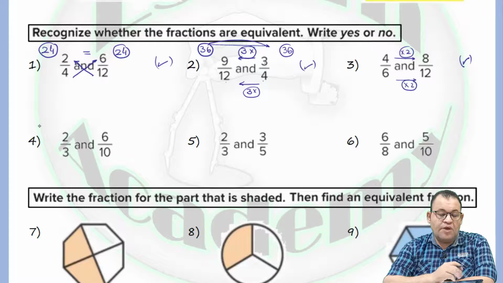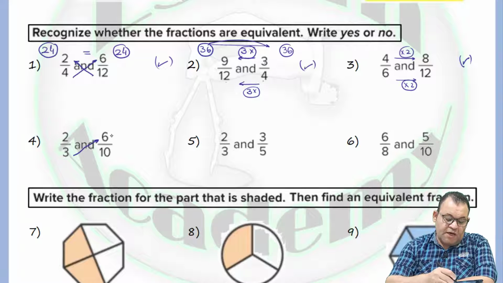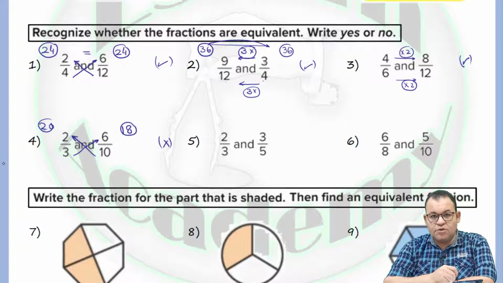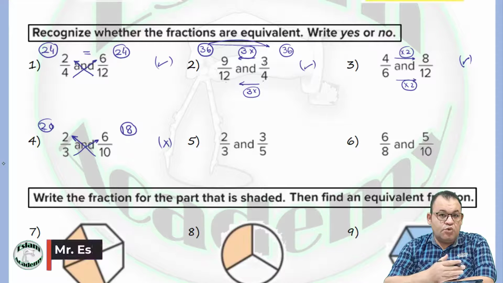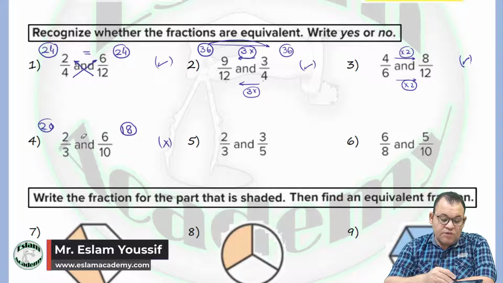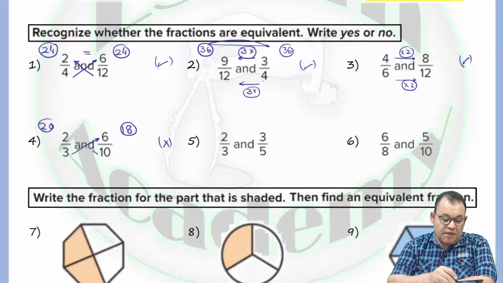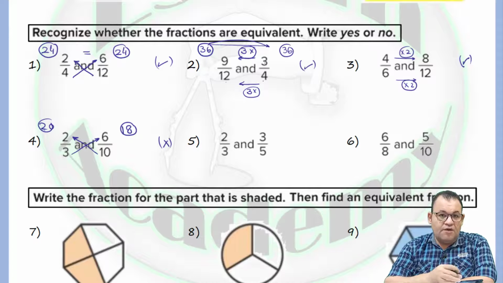In question number 4, we can make the cross multiplication to check. We have 2 over 3 and 3 over 10. Now we have 3 multiplied by 6 equals 18. And 10 multiplied by 2 equals 20. Now we have two different products, it means they are not equivalent fractions. Again, for this one, if you need to make cross multiplication, just start from down then going up. If the two numbers are the same, we have equivalent fractions. If they are different, we have non-equivalent fractions.